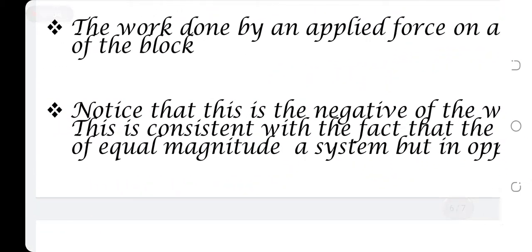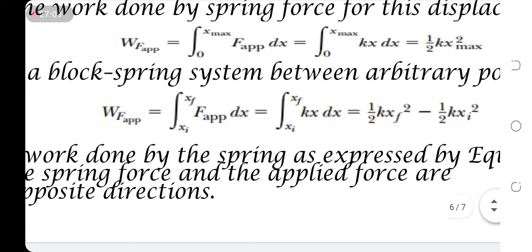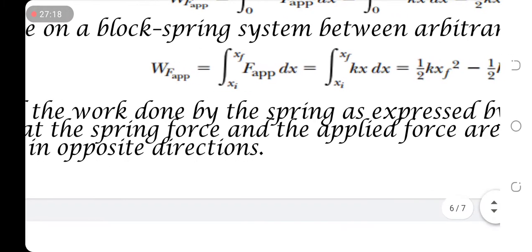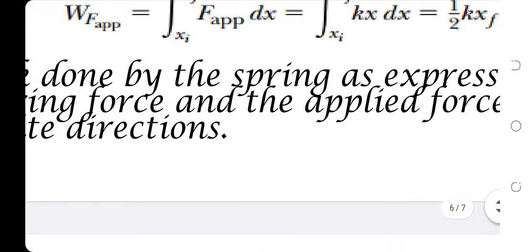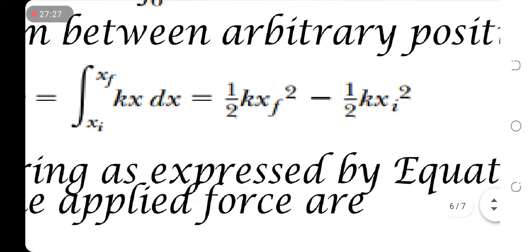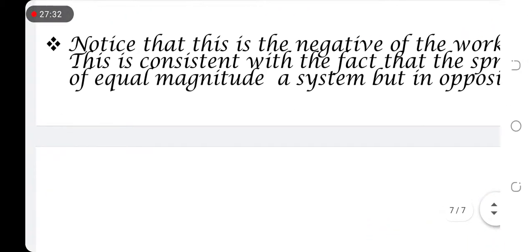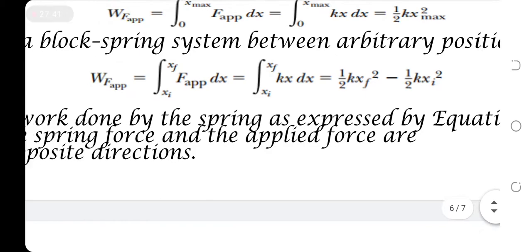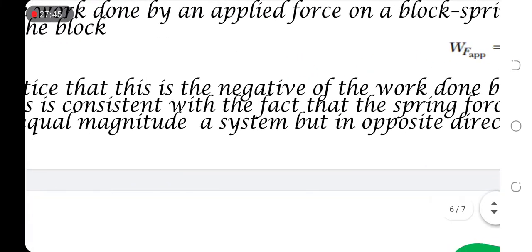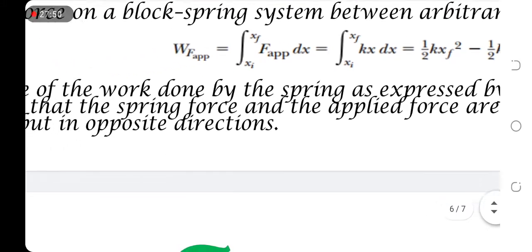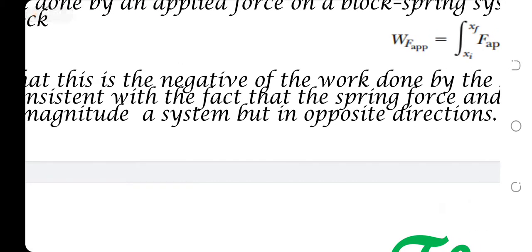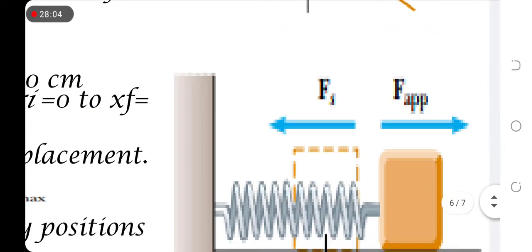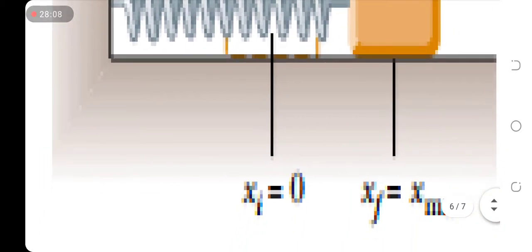Similarly, the work done by an applied force on a block spring system between arbitrary positions, we can write as the integral from xi to xf of F applied dx. Putting in the values, we get the work done at an instant in this form. Notice that this is the negative of the work done by the spring as expressed by the equation. This is consistent with the fact that the spring force and the applied force are of equal magnitude in the system, but in opposite directions. This is the work done by the applied force. We can see that the applied force is towards the right and the restoring force is towards the left, from the equilibrium position to x maximum.